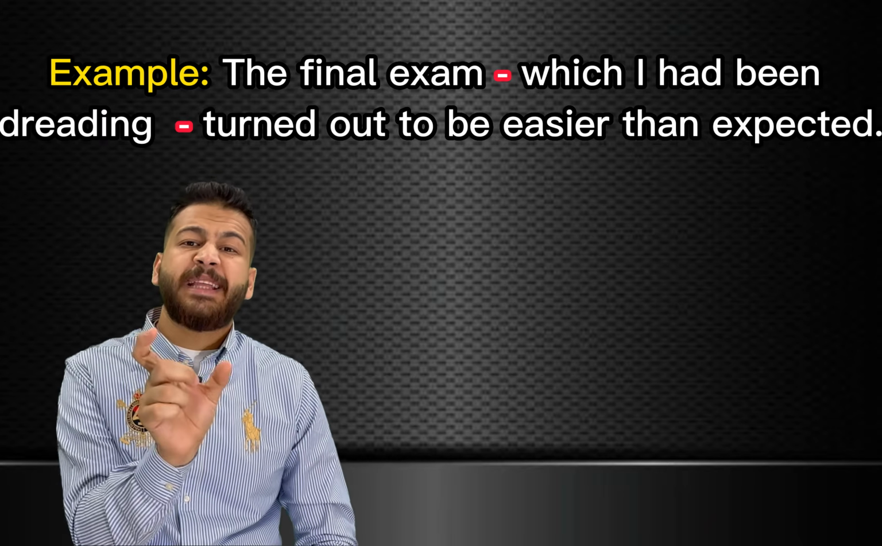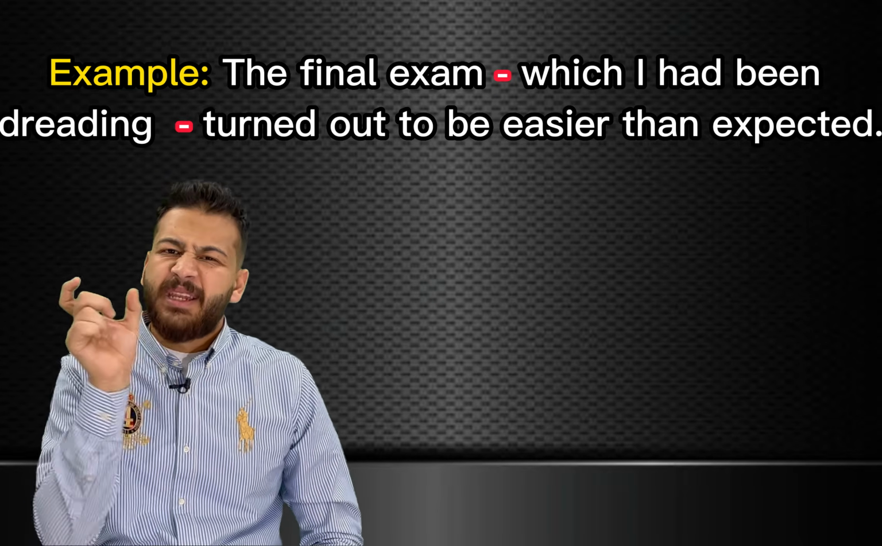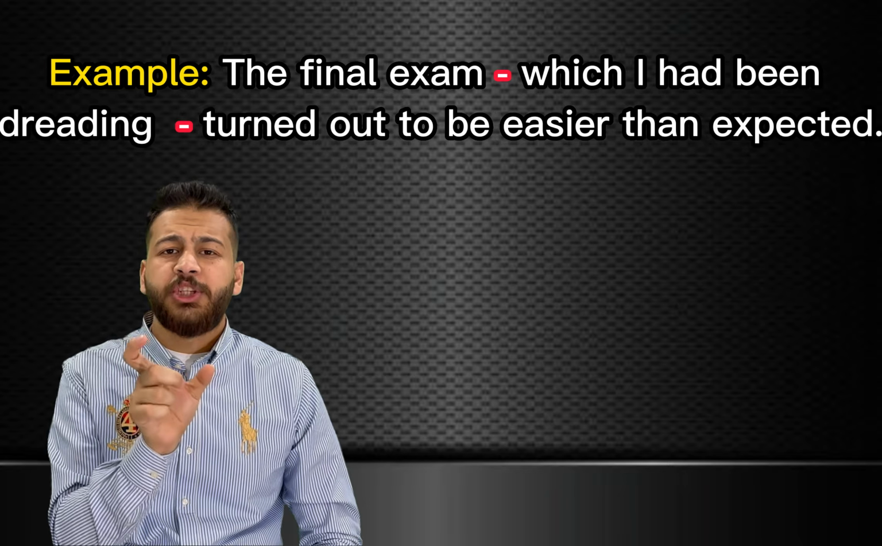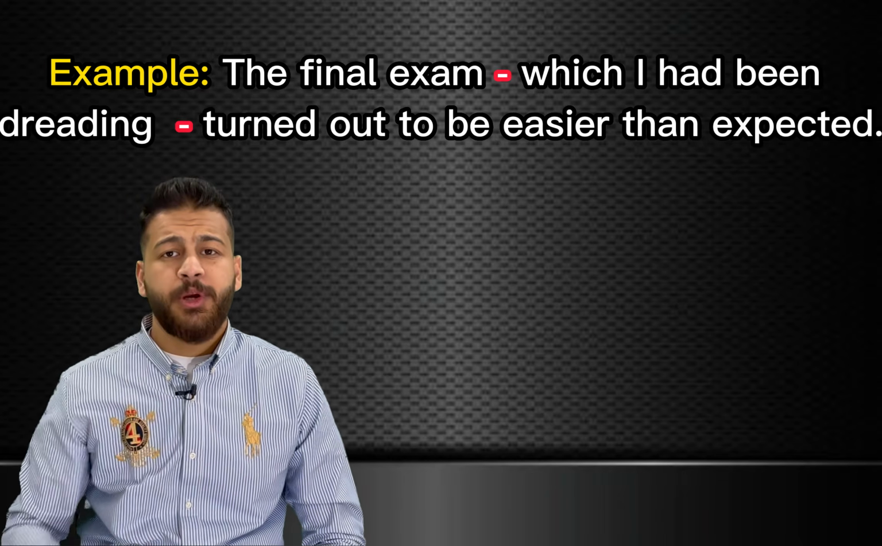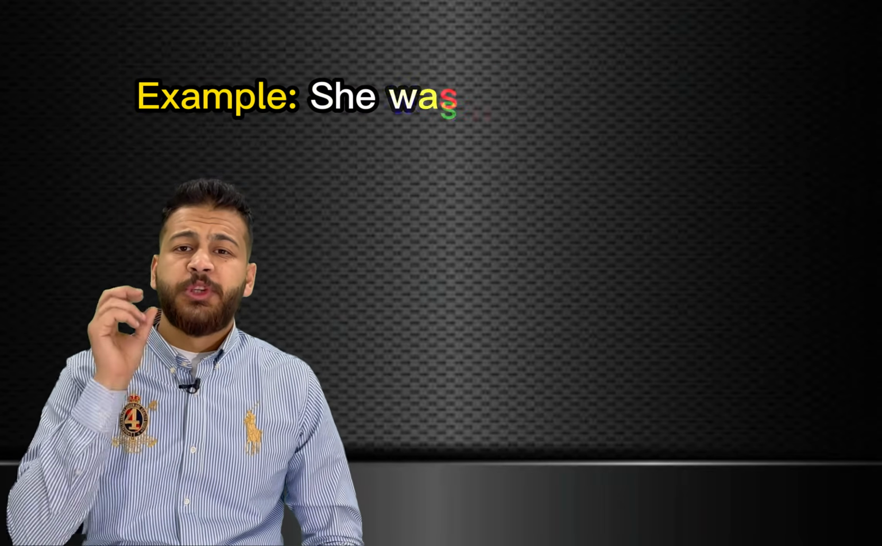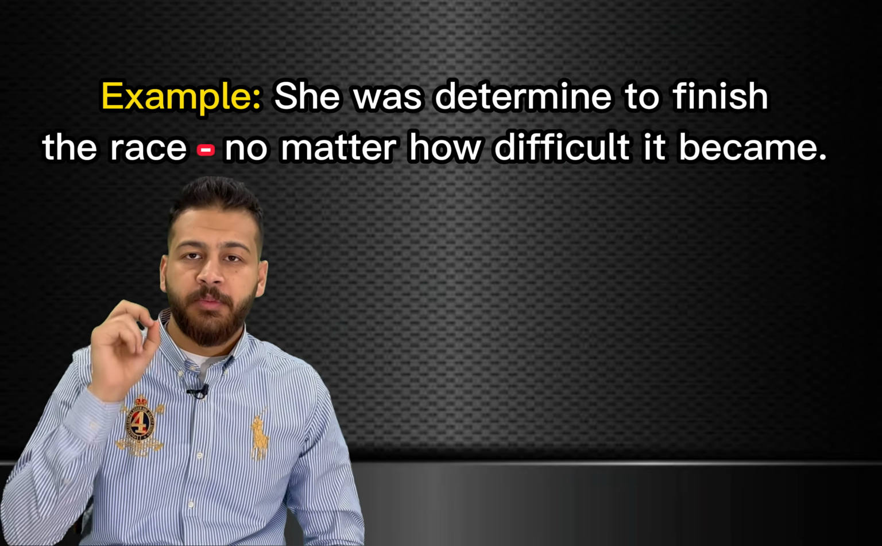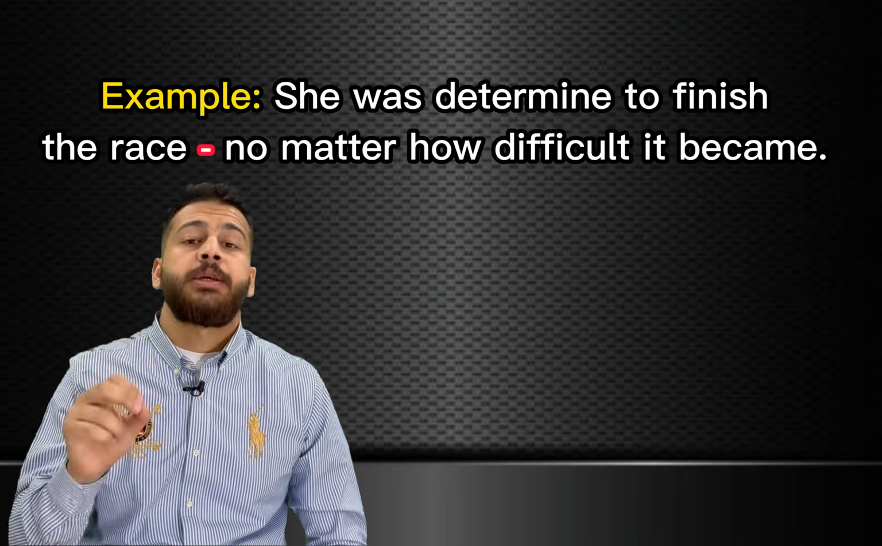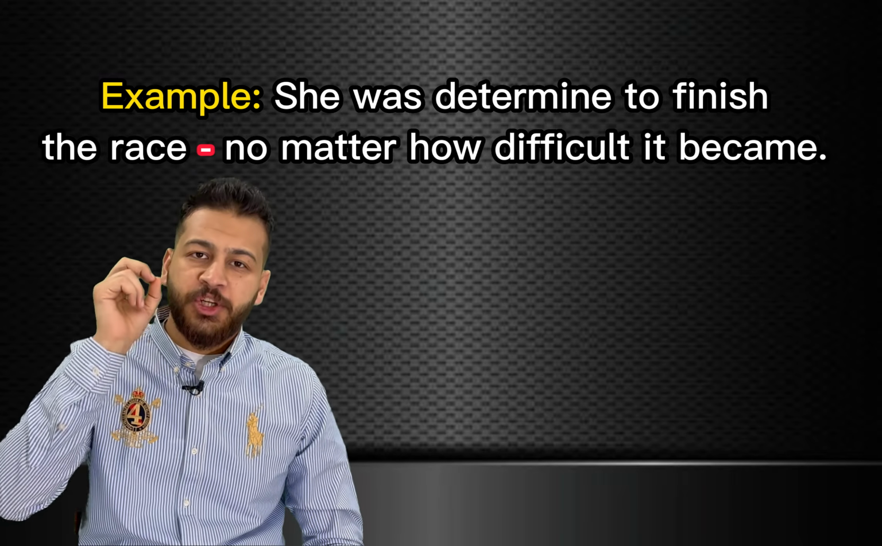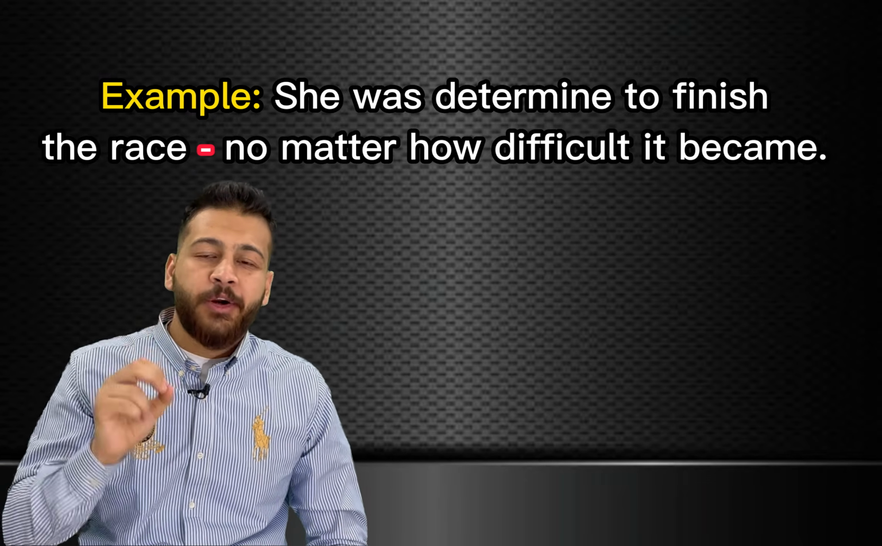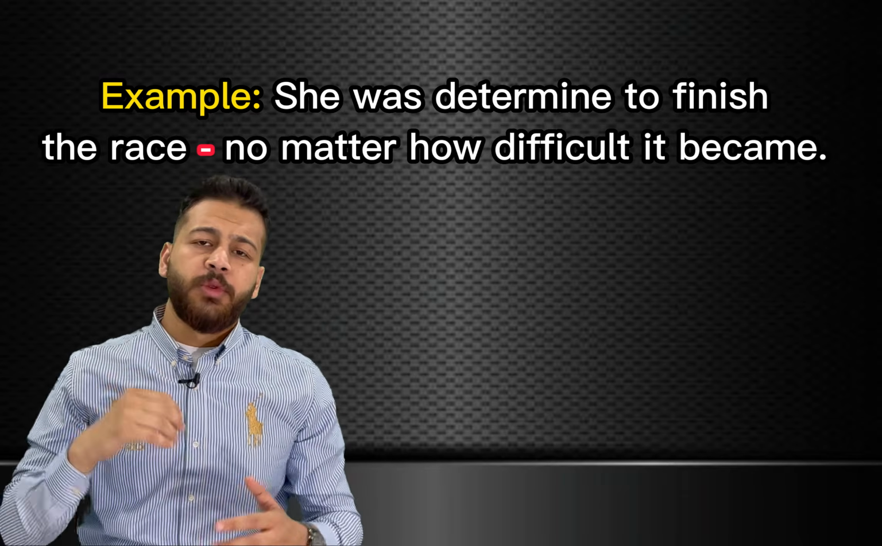This is a parenthetical element. It's the same as the non-essential information. Whenever the information in the middle is non-essential, you can use a pair of dashes. The last example: she was determined to finish the race, dash, no matter how difficult it became. So here it's emphasizing a point. It's emphasizing that she will finish the race no matter how difficult it became. Now we're done with the punctuation marks.